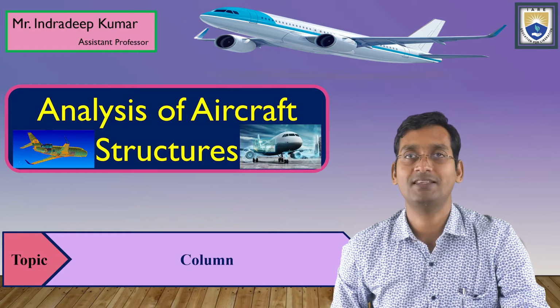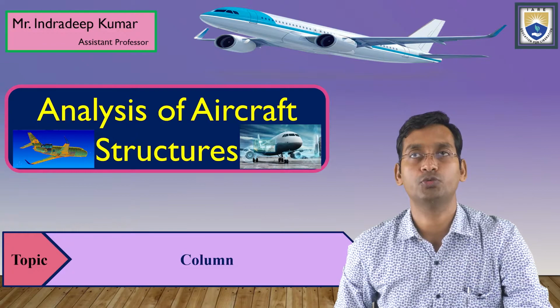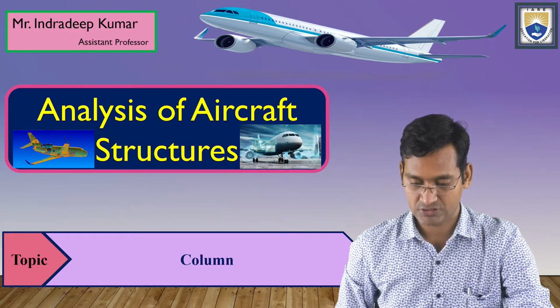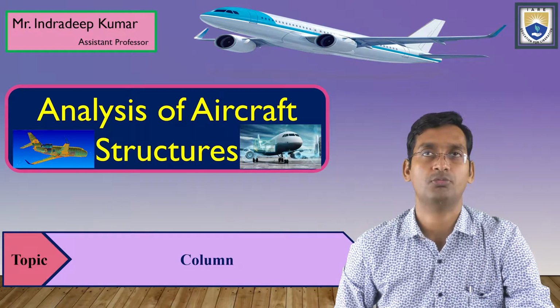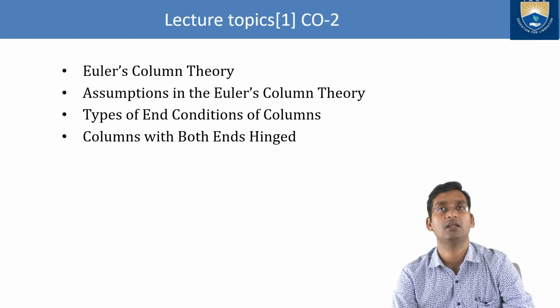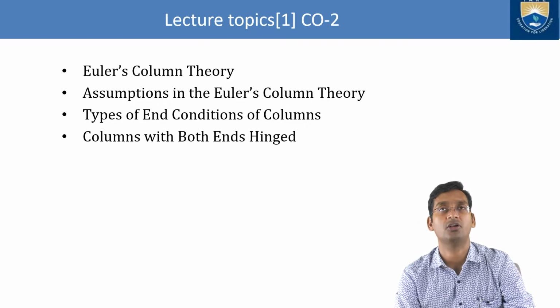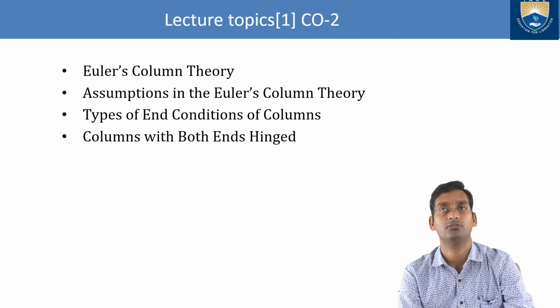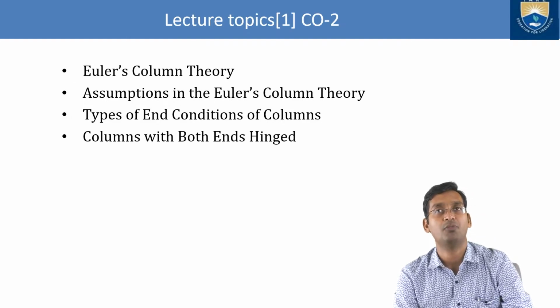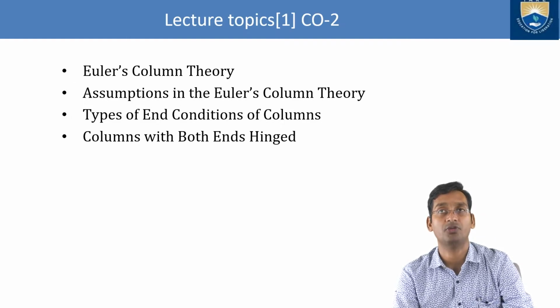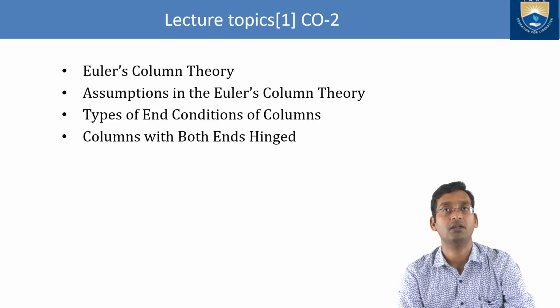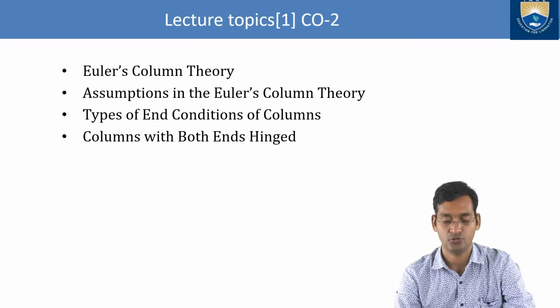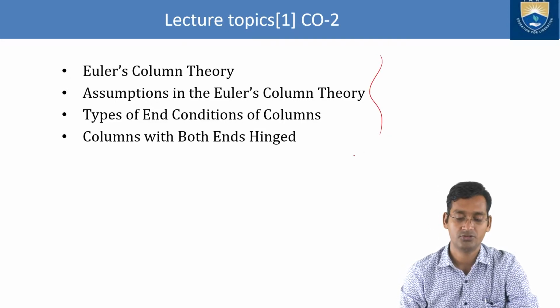In this video, we will see the second part of module 2, that is columns. First, we will see Euler's column theory, then the assumptions in Euler's column theory, meaning whatever assumptions were made while deriving the theory, then the types of end conditions, how many types of conditions are possible, and then columns with both ends. So in this video, we will see these topics.